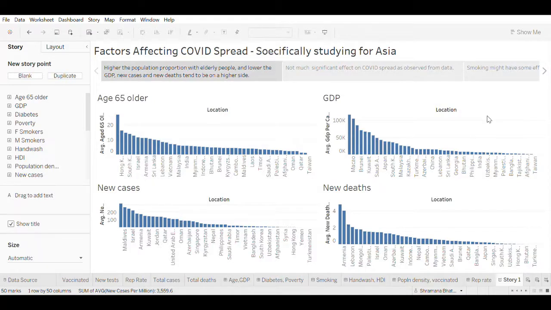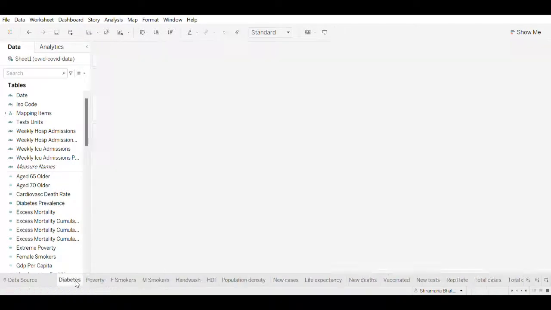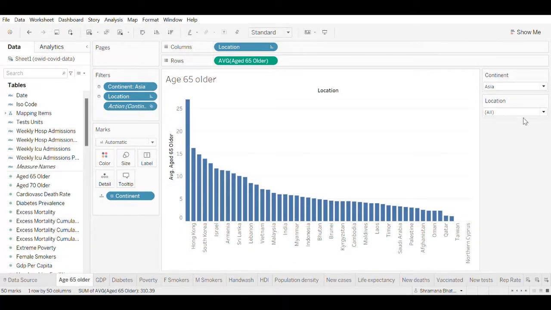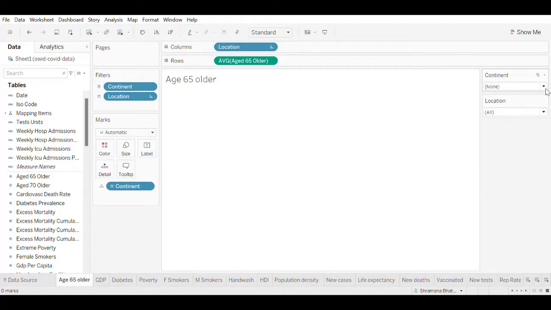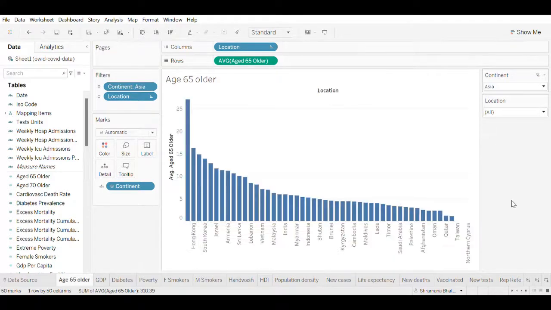Yeah. So now moving on to the factors affecting COVID spread, that is specifically studying for Asia. Let's just change this. Specifically, if we're going to study for Asia, we can change it to some other continents also. See here the filters. Alright. We can change it to all, or we can change it to only Asia. So let's just focus on Asia and go to the story.